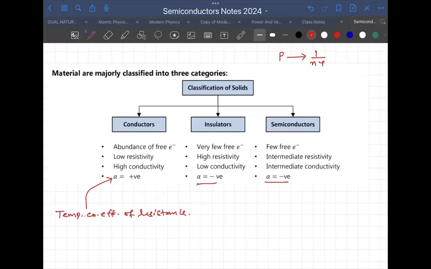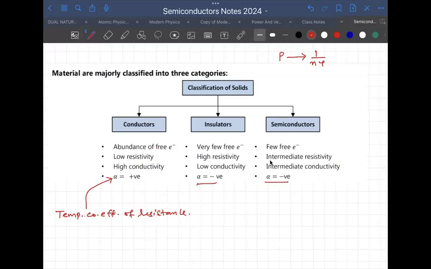Semiconductors also have very few free electrons, like insulators, and their resistivity lies between conductors and insulators. Similarly for conductivity. The big significance is that in insulators, a marginal rise in conductivity is noticed. But in the case of semiconductors, a huge rise will be noticed.